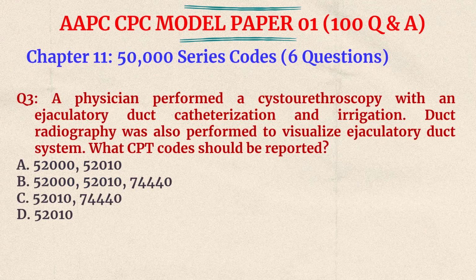Question number 3. A physician performed a cystourethroscopy with an ejaculatory duct catheterization and irrigation. Duct radiography was also performed to visualize the ejaculatory duct system. What CPT code should be reported? So there are 52000 and 74000 codes available. Please pause the video, take your CPT code book and find the answer.